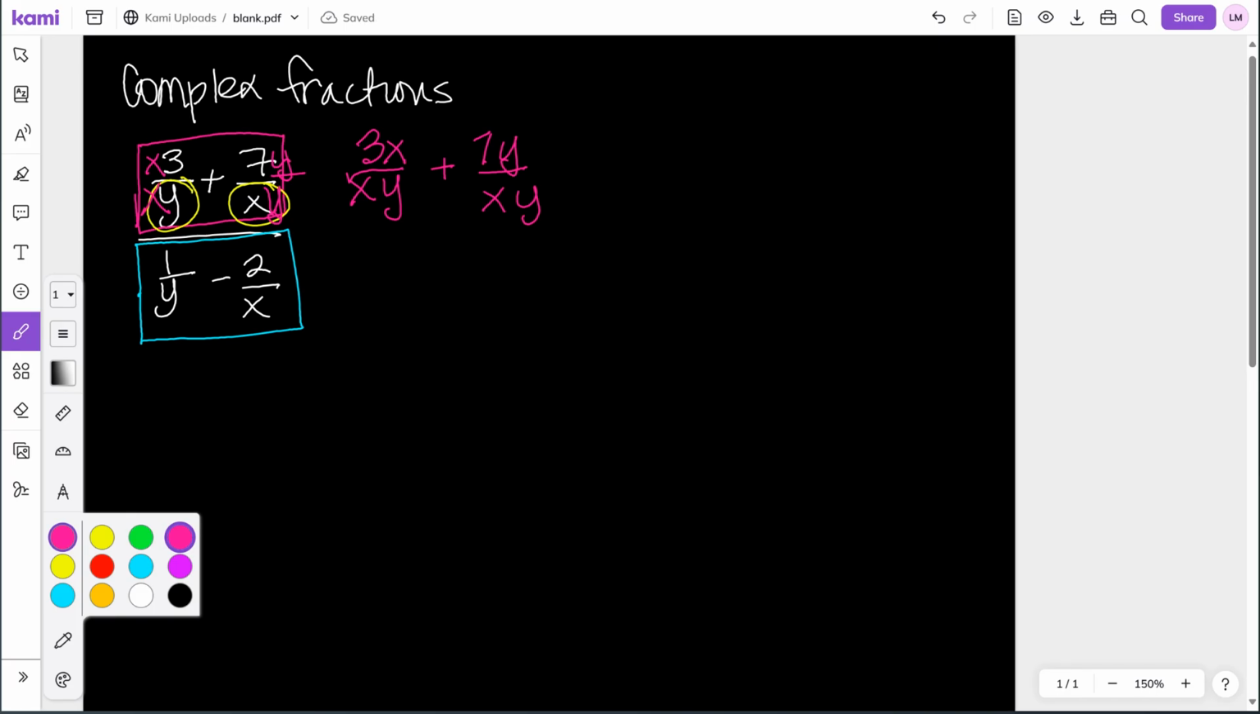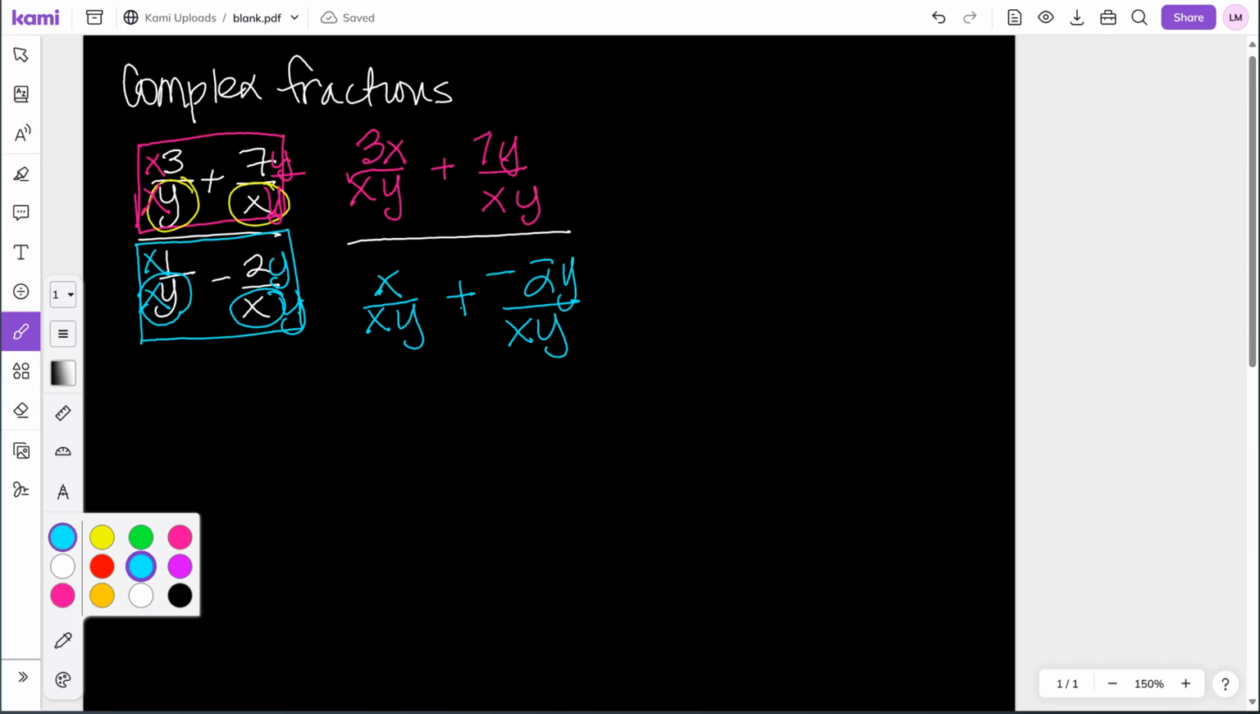Okay, on the bottom, I also see that we have a y and an x. Those are not the same. So I want one of each. So I have x times y on the bottom of both of these fractions. And I'm going to change this to plus and negative on this. So I have xy on this one. So I'm missing an x. So I'm going to multiply top and bottom by x. X times 1 is just x. And on this one I'm missing a y. So I'll multiply top and bottom by y. So that's minus 2y.